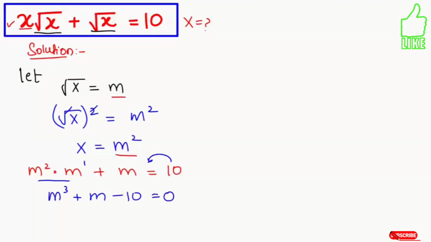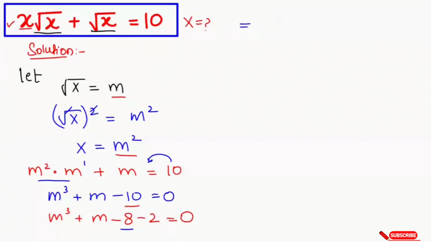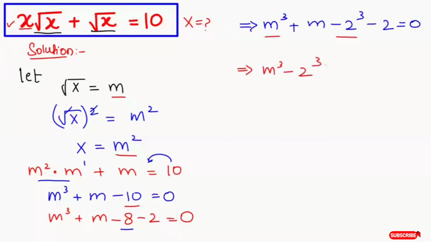Next, I am going to split this 10: m cubed plus m minus 8 minus 2 is equal to 0. Next, I am going to write this 8 in the form of power. So this will be equal to m cubed plus m plus minus 2 to the power of 3 and minus 2 is equal to 0. Next, I am going to rearrange the same power together. m cubed minus 2 cubed plus m minus 2 is equal to 0.